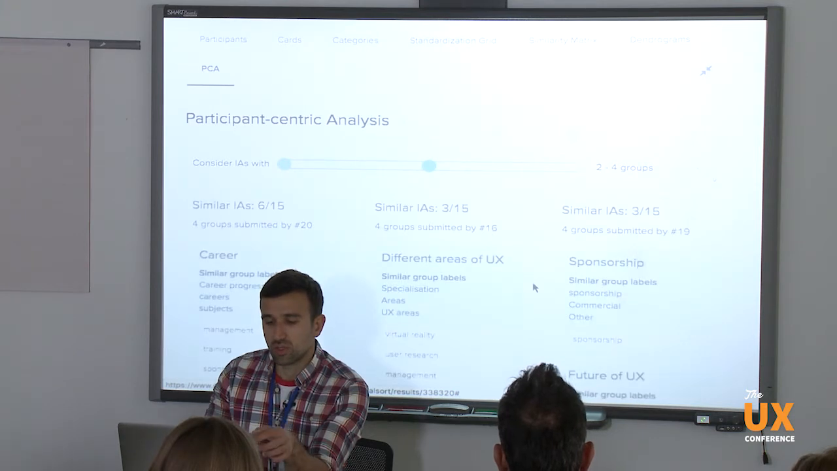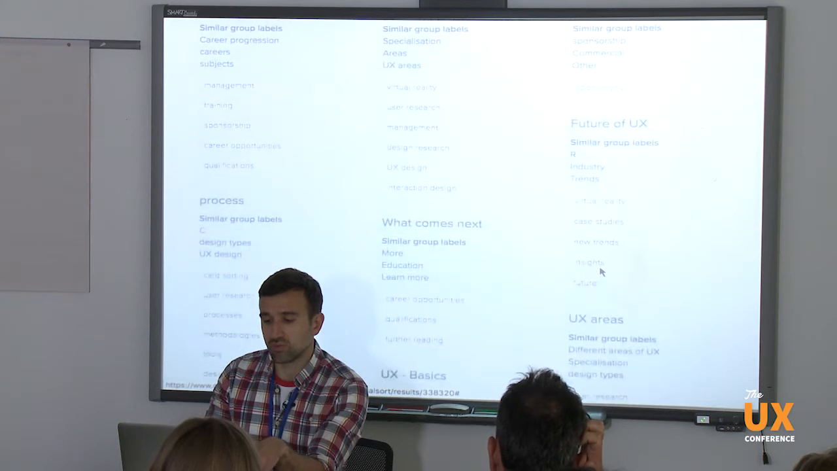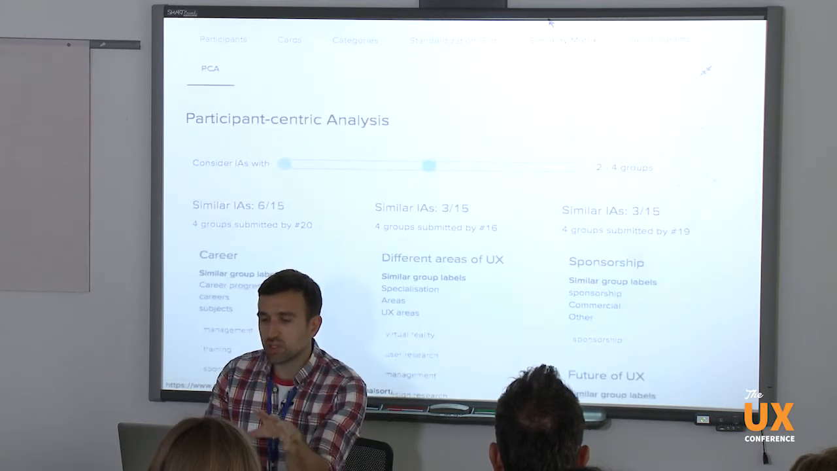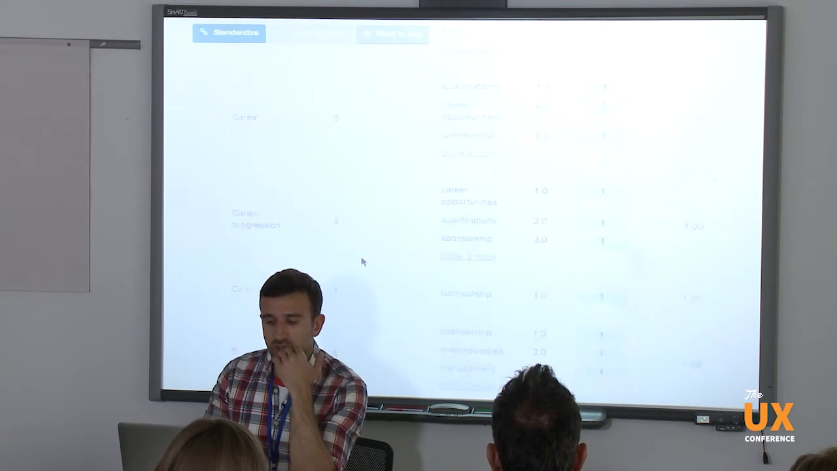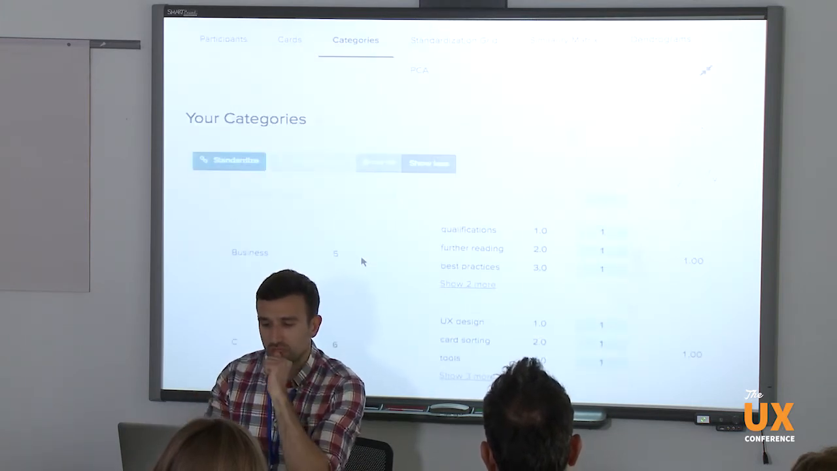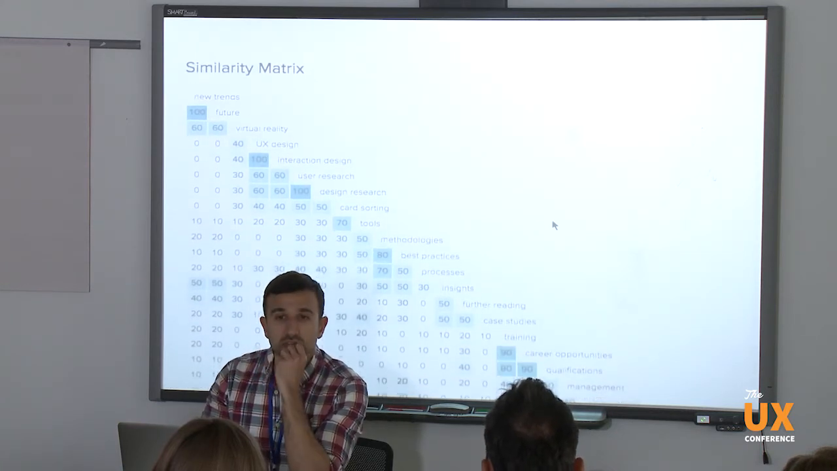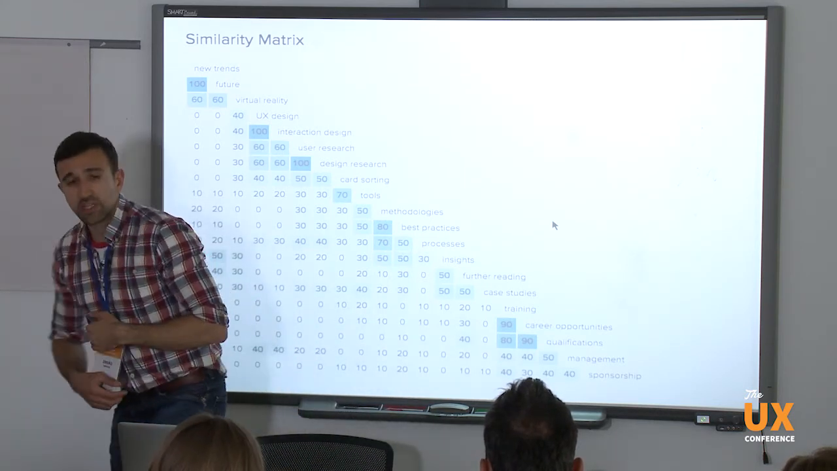If I wanted to have four, then you see that the career stays again on its own. And now sponsorship is on its own. So the one thing that's missing is on its own. So there are a lot of different ways this software will help you visualize your results. We don't have time to go through all of them in this session, but you start to understand how you explore different visualizations of the data to get insight from it. And you can see how it does make sense. It's not gibberish. It does produce valid results.